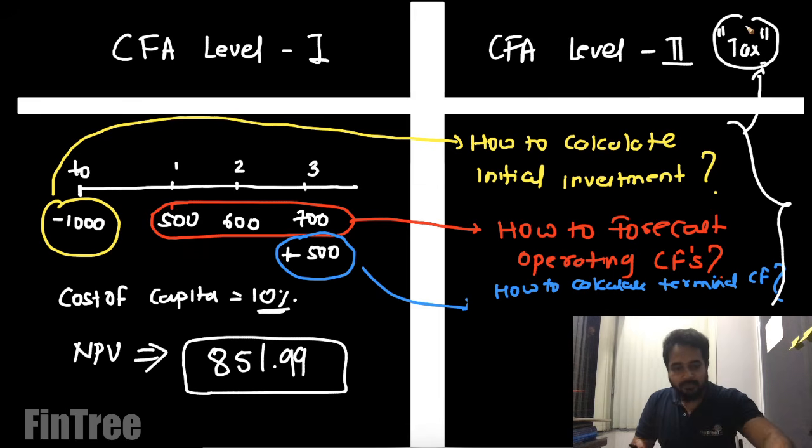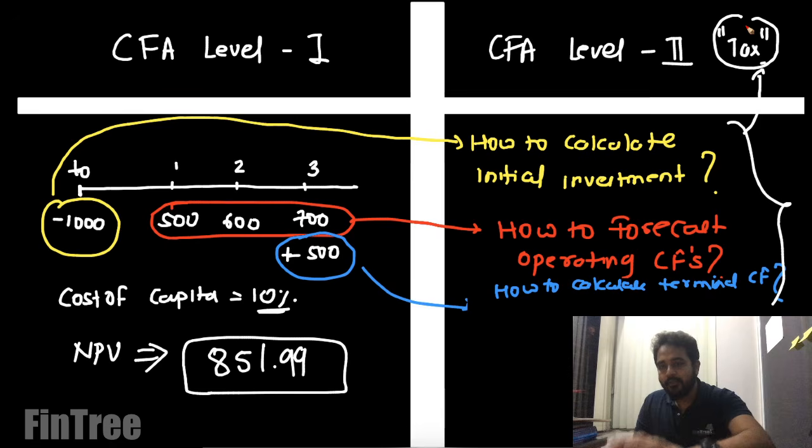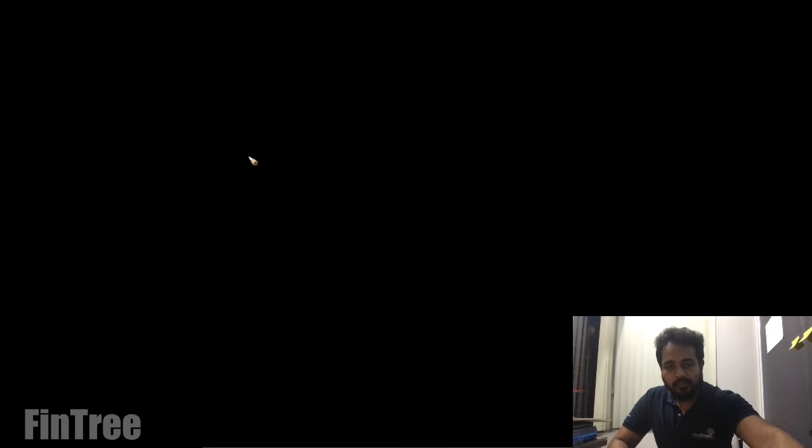So with this, I'm taking you to your first case study. I have already given you the hint on how to solve this. When we do a case study, on the face of it, it looks really big, right? It looks like it's too much to calculate. But if you break it down into 3 parts, which 3 parts? Calculate initial investment, how to forecast operating cash flow, and how to calculate terminal cash flow. If you can do these 3 parts properly, you're going to get your answer right. So let's do the case study.